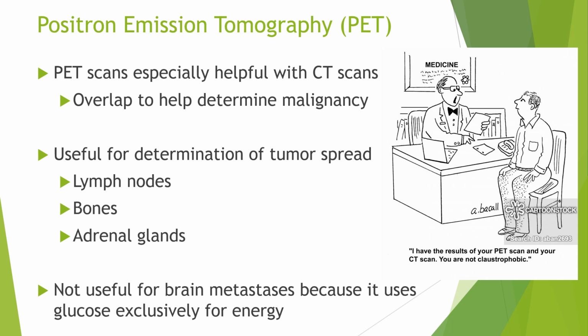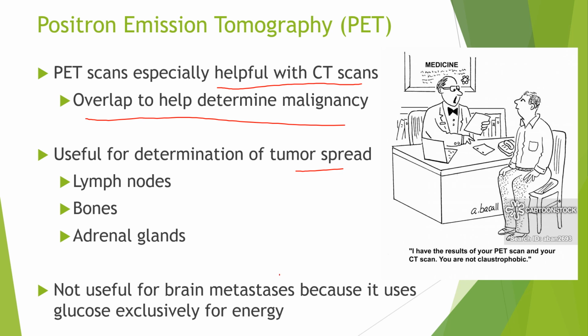So PET scanning is usually very, very helpful if we overlay it with the CT scans. A lot of times you go to PET, then CT, or CT, then PET. It sort of depends. And then they'll overlap the images. Pretty cool. The cool thing about this is they can see how much the tumor spreads. Has it spread to the lymph nodes? Has it spread to the long bones? Has it spread to the adrenal glands? It's a really good way of looking at the metastasis of this condition.